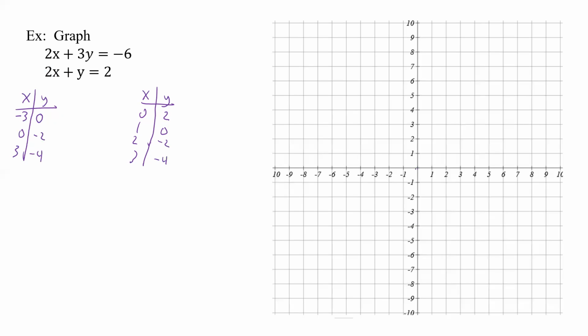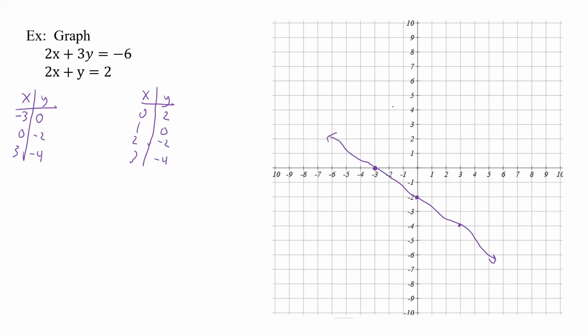First one's going to be negative 3, 0, 0, negative 2, and 3, negative 4. So those points are kind of far apart, so I think that should be good enough. And again, my drawing straight lines on a computer is hard.